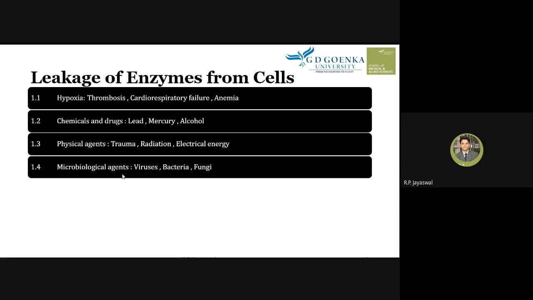Microbiological agents, very common ones like viruses, bacteria, and fungi. If you have an infection with these microbiological agents, then usually your cell may get ruptured, your cell may get inflamed. So inflammation of the cells and tissues can result in the leakage of enzyme from the cells.